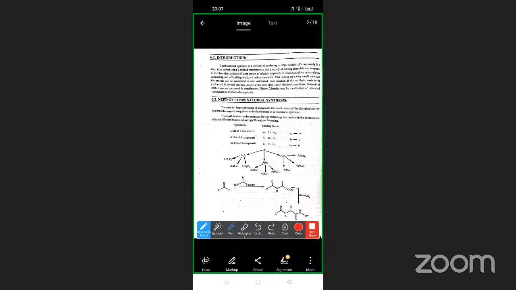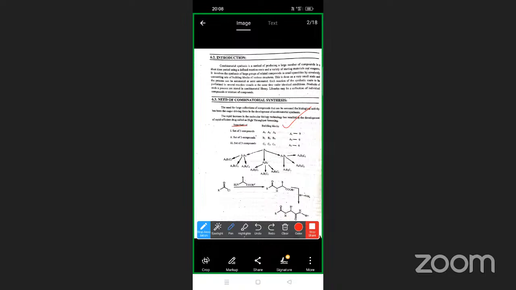And the starting materials are called the building blocks in this combinatorial synthesis. The starting materials which are used to get the products are called the building blocks here, right? You can see here, this is hypothetical. Three sets of compounds are taken here. And these are the building blocks, meaning the starting materials.